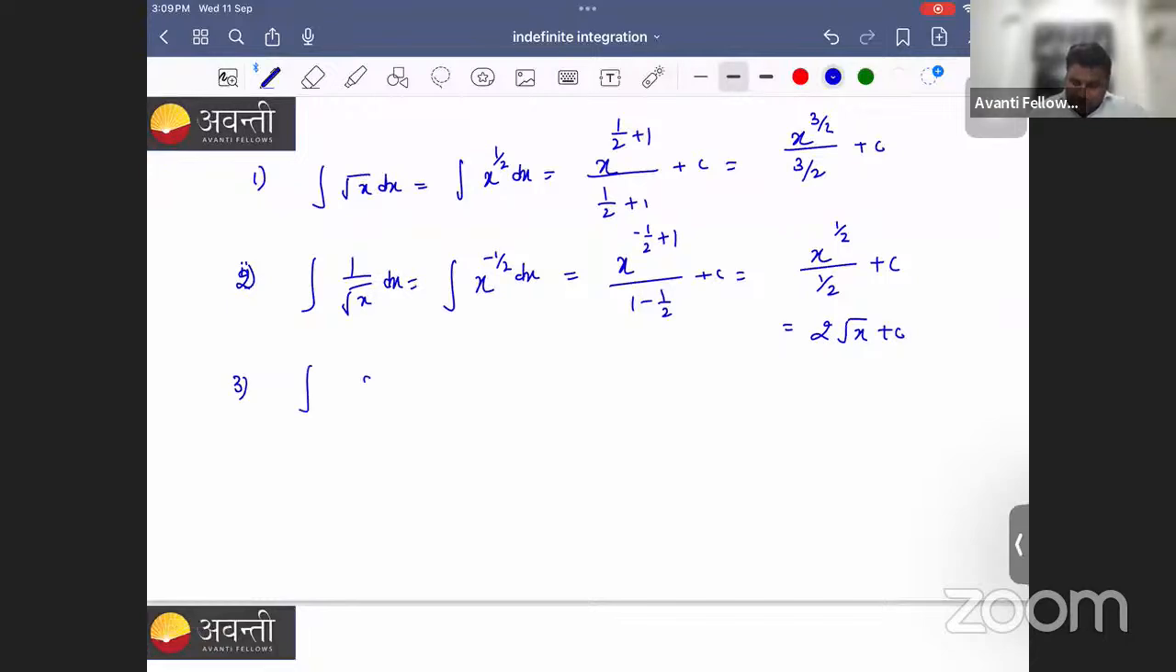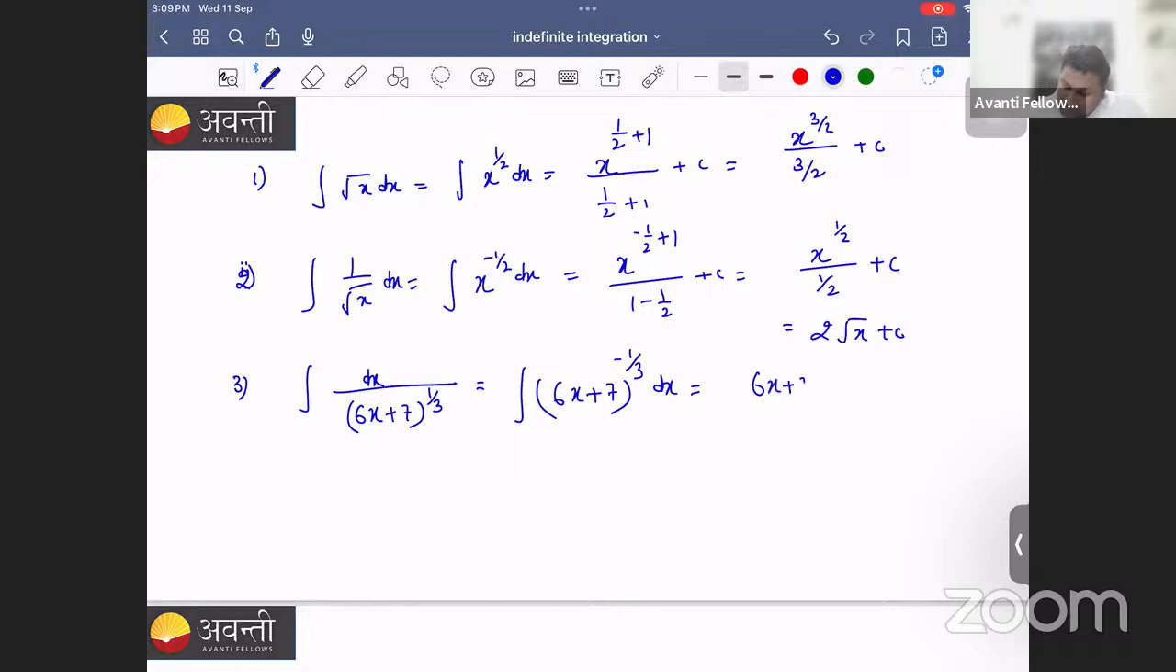Now see, if I have something like dx upon (6x plus 7) to the power 1 by 3, say you want to integrate it. Got it? So first of all, I will write it as (6x plus 7) raised to the power minus 1 by 3 dx. So this will be (6x plus 7) raised to the power 1 minus 1 by 3, so it will be 2 by 3 upon 2 by 3 plus constant, and we divide by 6. Got it?